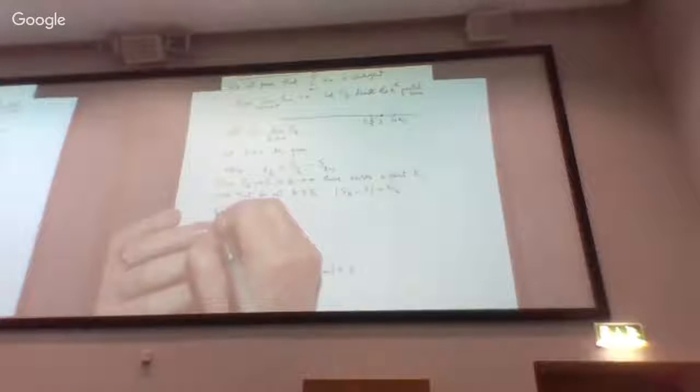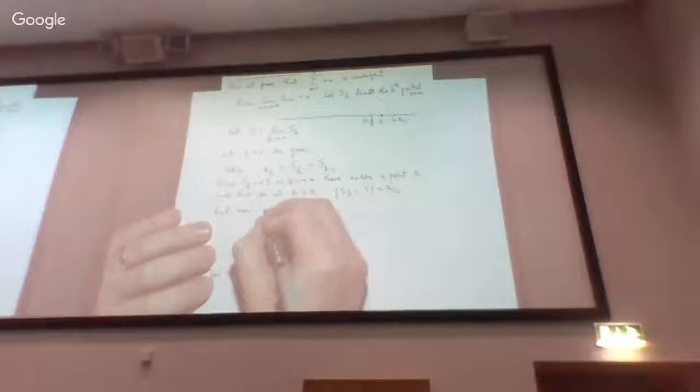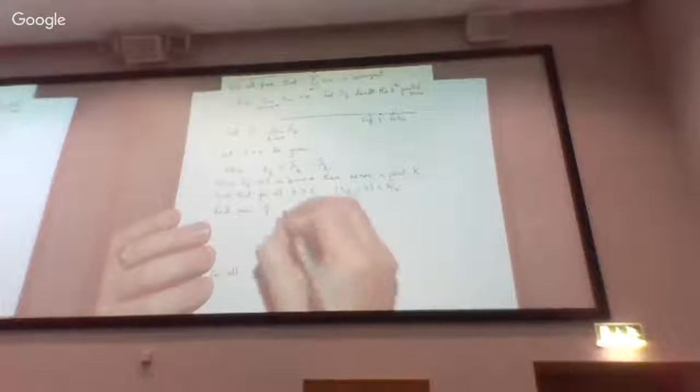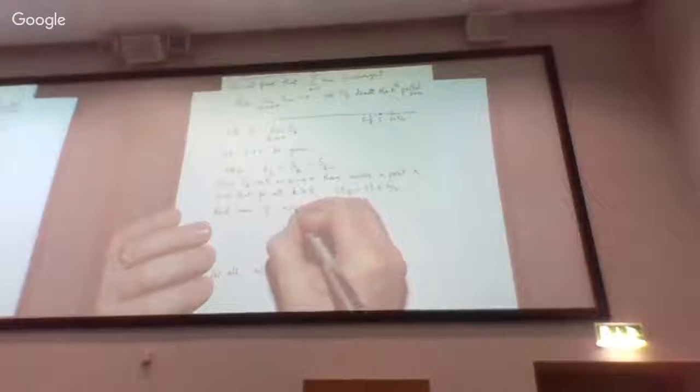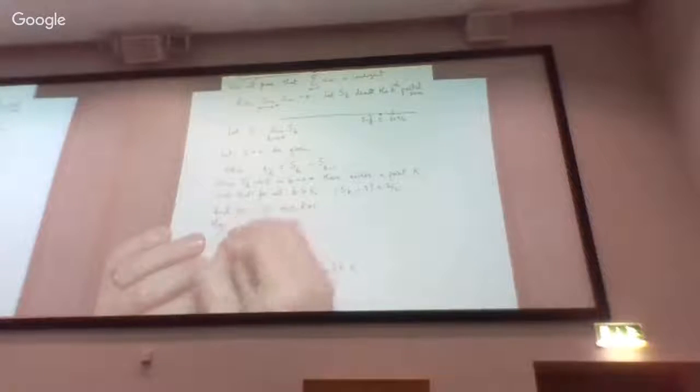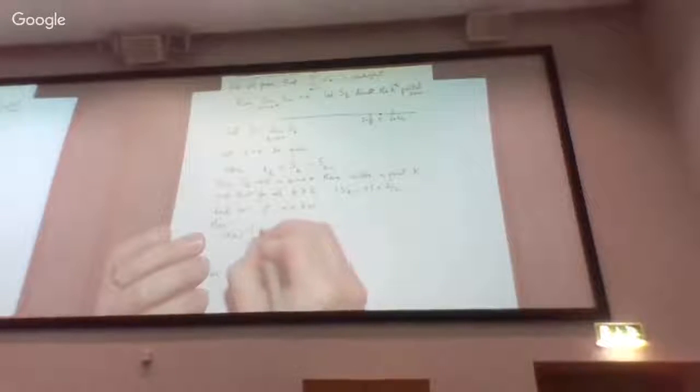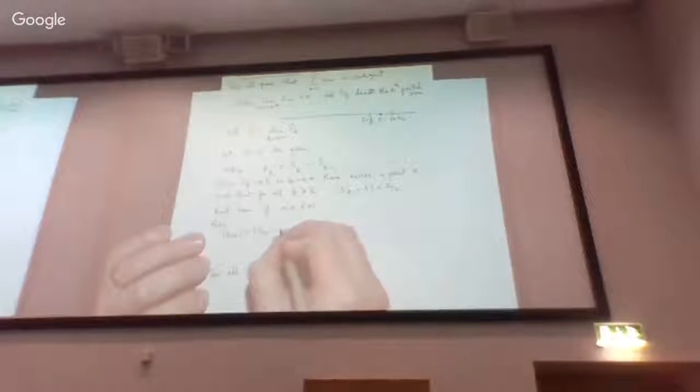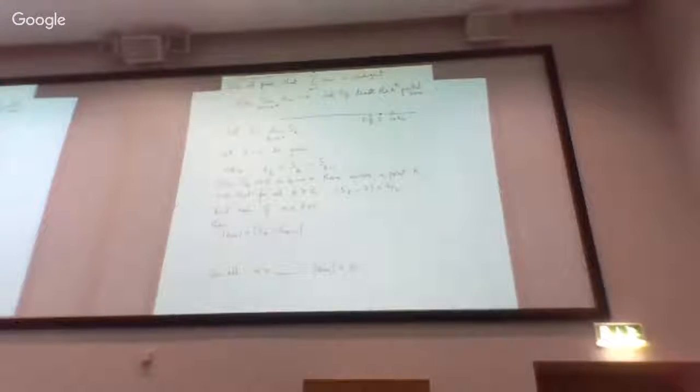And now, if I choose m greater than or equal to K plus 1, then the absolute value of am, which by definition is equal to the absolute value of Sm minus Sm minus 1, the difference between two consecutive partial sums. But then I just measure this distance via S.